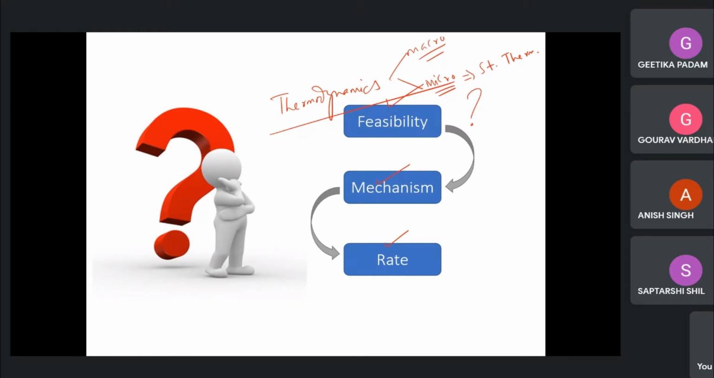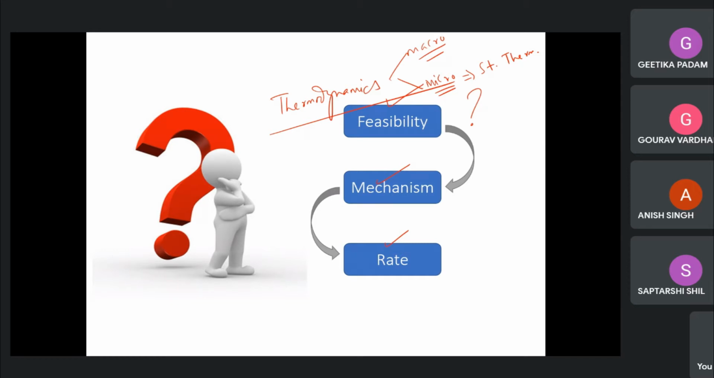But you should know that there are two different approaches for discussing thermodynamics. One is the macroscopic approach, another is the microscopic approach. And the macroscopic approach is what we have read in your intermediate. The same thing we are also going to discuss here in the first semester of BTech, but a little bit of additional information will be there. So that is your thermodynamics.